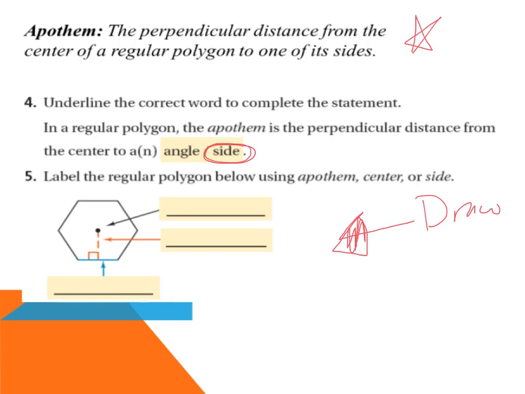Now, if I'm going to be labeling this picture, the first thing is this dot right here. That dot is always going to be the center, because the apothem has to start at the center of your polygon. Now when I look at this red line right here, it starts at the center and it goes down and touches the side and creates this 90-degree angle. So this right here would be my apothem. And this last one, this blue, would just be a side length of your regular polygon. You have to know all of those things when we're dealing with the area.